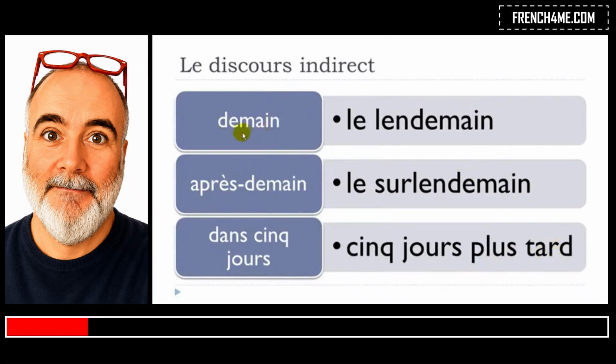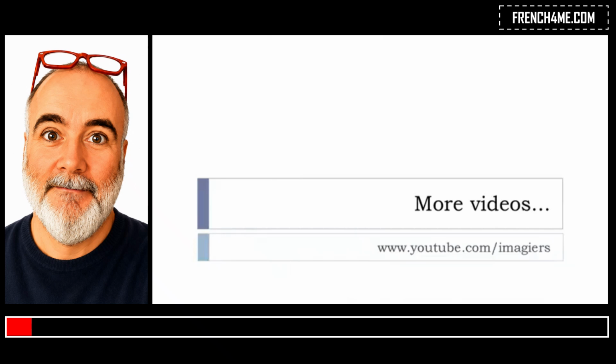Okay, so keep in mind that demain will become le lendemain if you change your structure into this discours indirect. Après-demain will become le surlendemain. And then dans 5 jours, in 5 days, will become 5 jours plus tard, 5 days later. Okay, that was it. It was simple and short, and I hope it was clear.